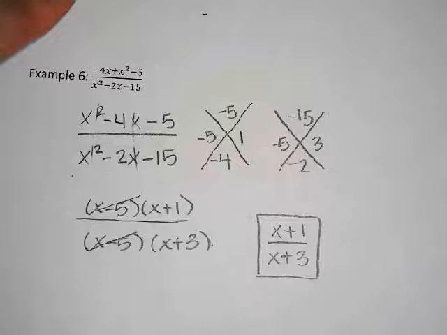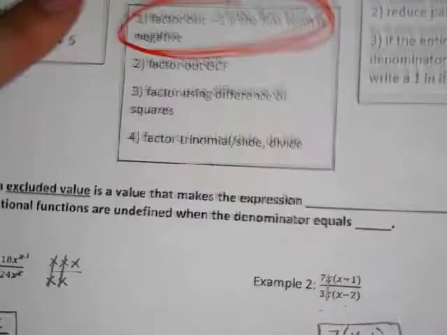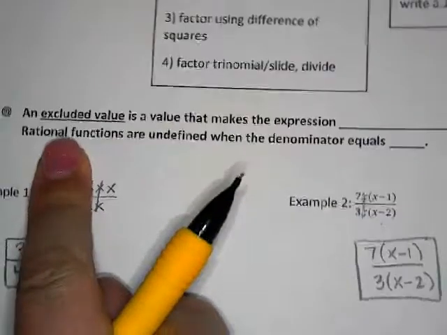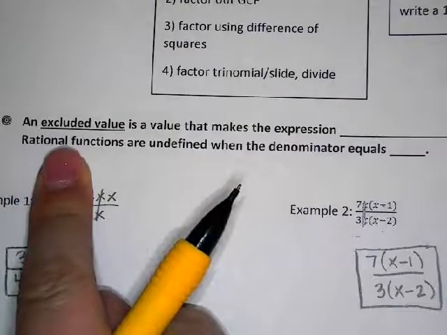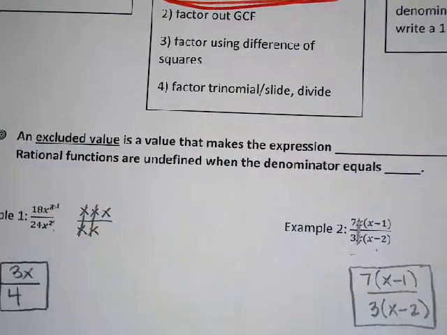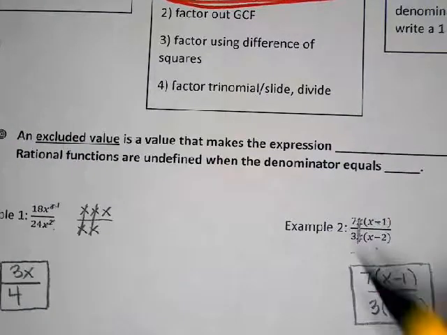Okay, we're going to go back and do one little piece of the notes. This part right here in the middle. So it says an excluded value. An excluded value is a value that makes the expression undefined.